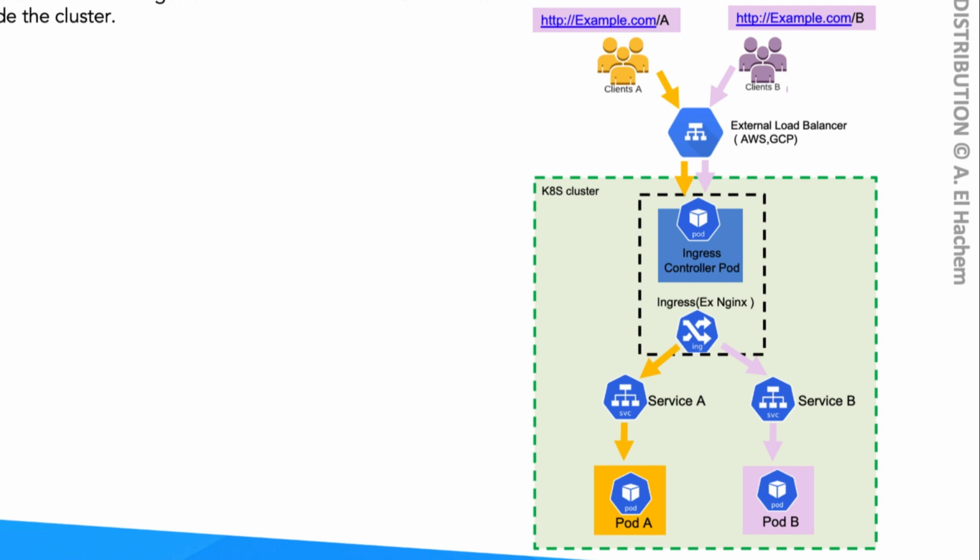http://example.com/a or /b, through an external load balancer to the Ingress controller. The Ingress controller, like Nginx, uses routing rules to decide which service should handle the request. Requests are then forwarded to the correct service, A or B, which passes traffic to the corresponding pod.